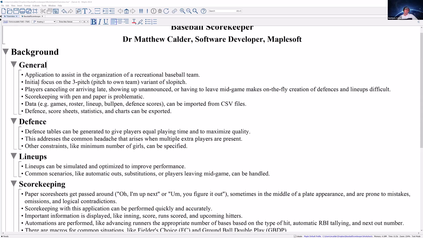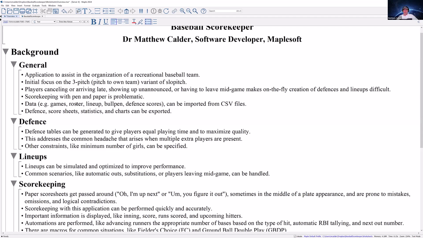So some background here. A common thing is players show up late, or they don't show up at all. They cancel late, or they arrive unannounced, or they have to leave mid-game. So there are some difficulties with generating the lineups and the defenses on the fly. As far as scorekeeping with pen and paper goes, it's also problematic. So that's why I've written this.